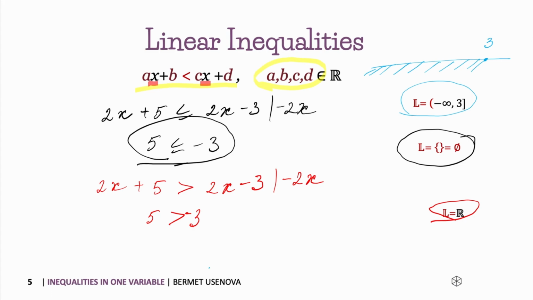Let's take 1. If we take 1, then it will be 2 plus 5 is 7, and it's definitely greater than minus 1, right? So then you can just check and put any number here, and it will fulfill this inequality. It means our solution set is all real numbers.